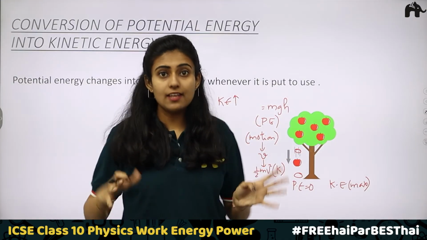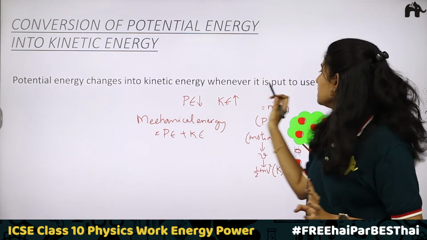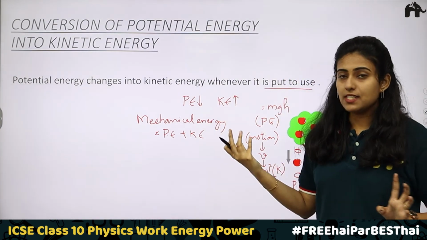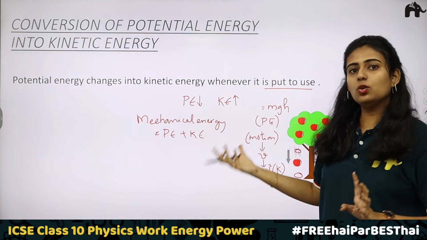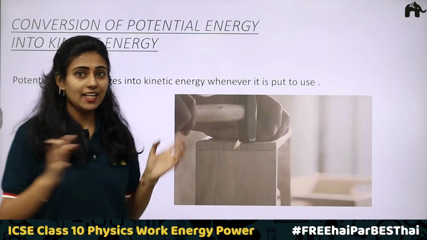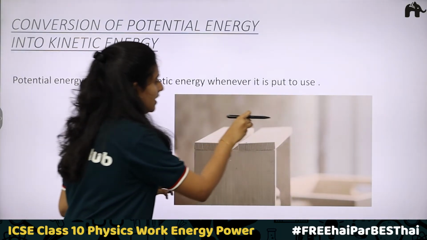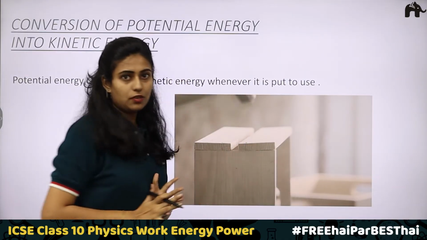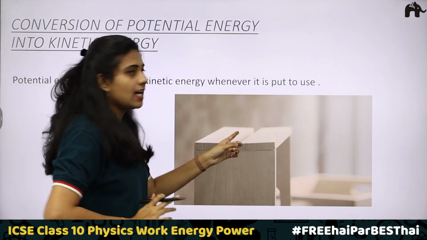Understood? When a body comes to motion, what happens? Potential energy gets changed into kinetic energy. Okay. Take the next example. Here you can see a nail is penetrating deep into the wood. How is it penetrating? We are using a hammer.